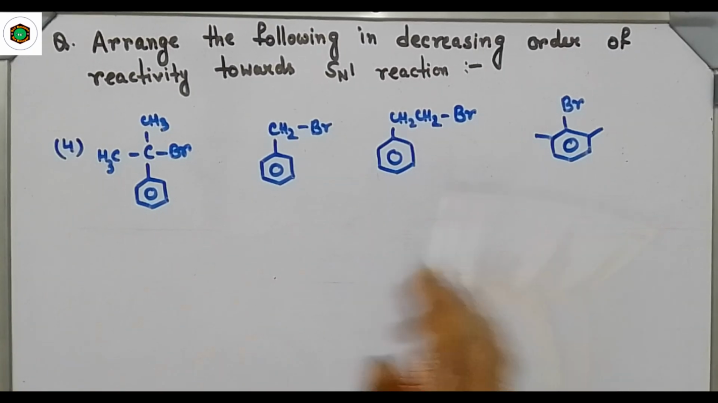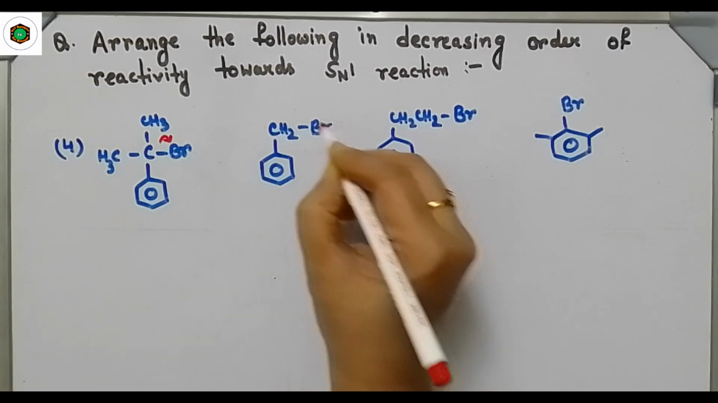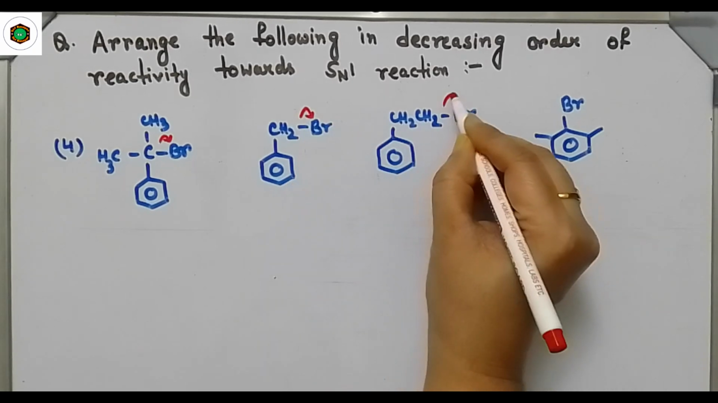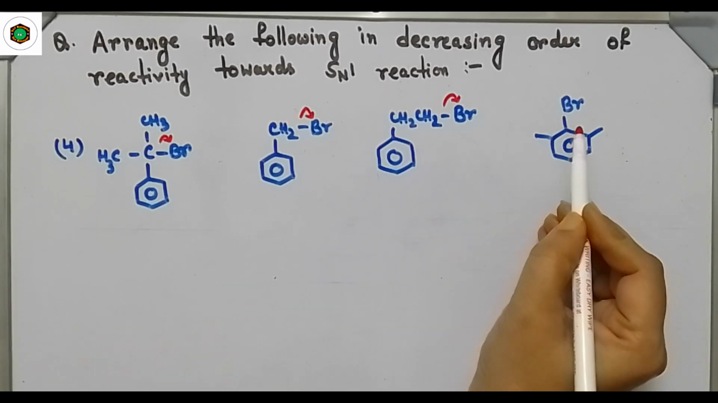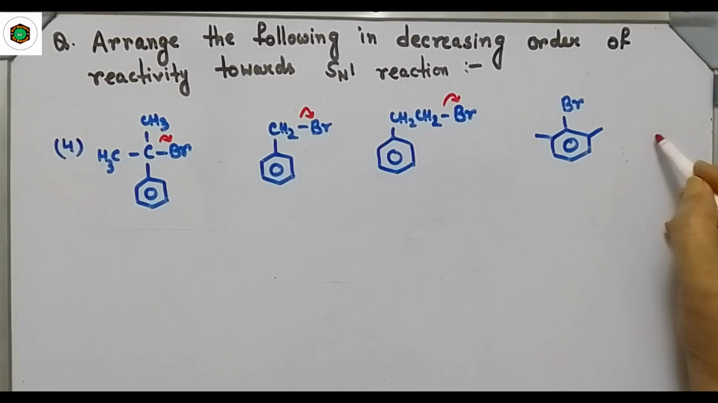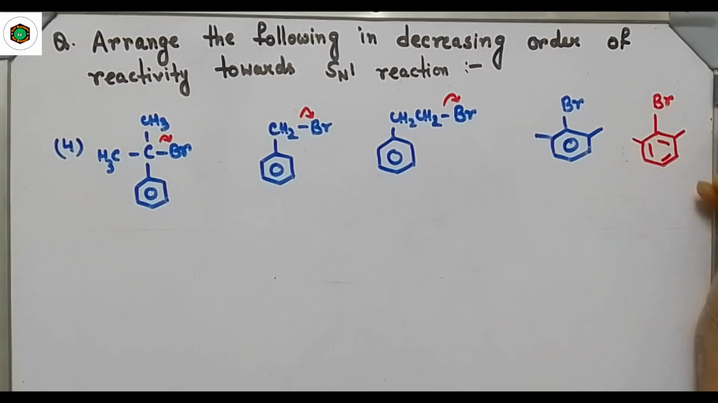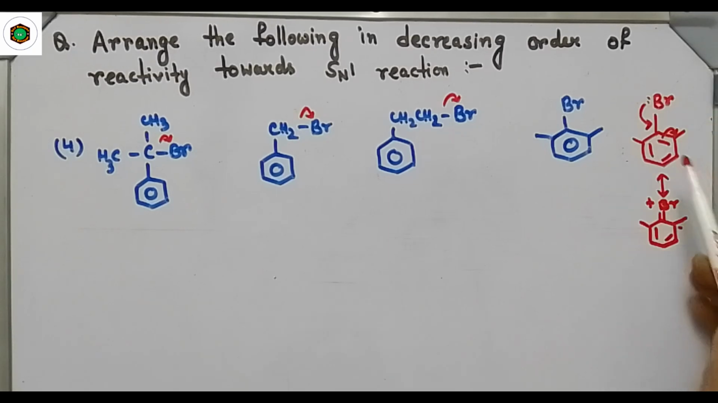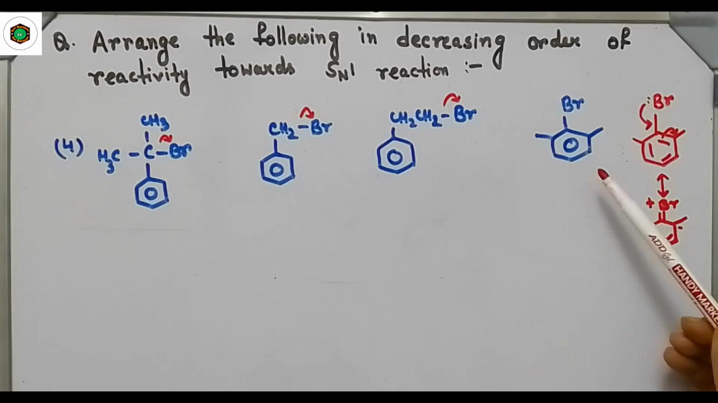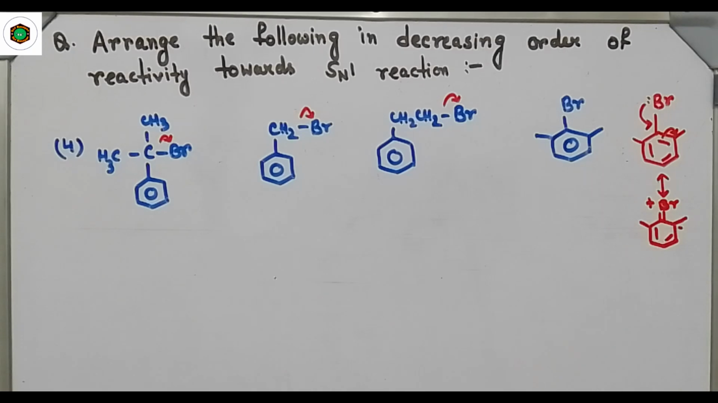Next are these 4 compounds. So first, for SN1 reaction, break this C-Br bond. But here what will happen, this is a benzene ring. Here the bromine atom is attached to that sp2 carbon. So due to resonance, this C-Br bond is having some double bond character. So it's very difficult to break this bond. So it is least reactive here.